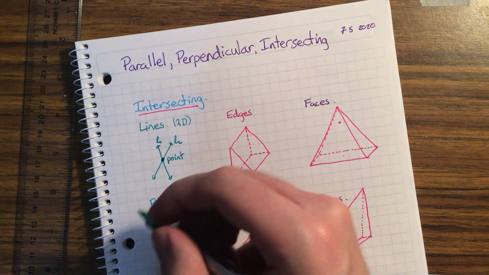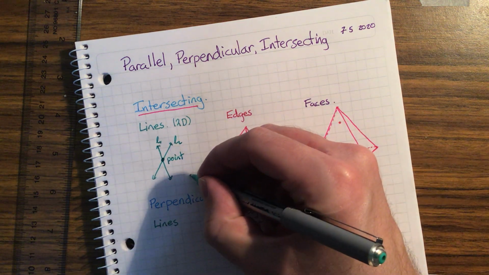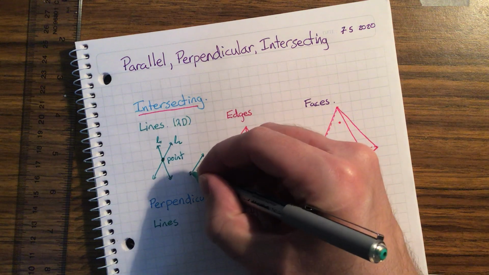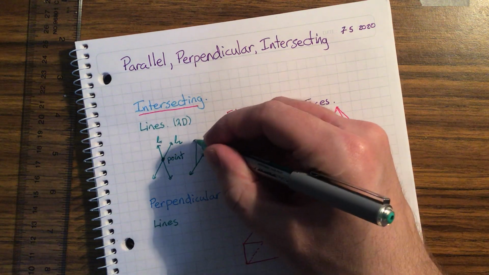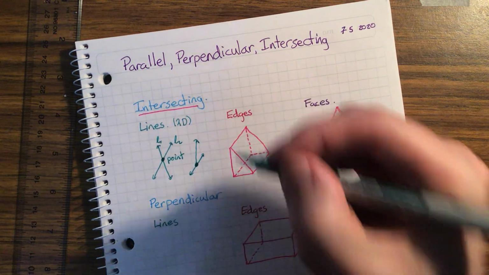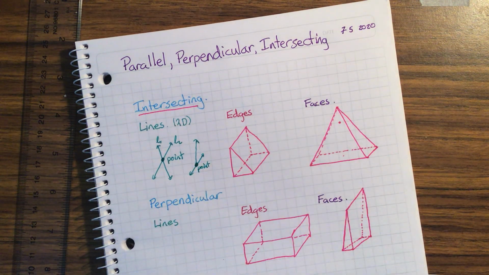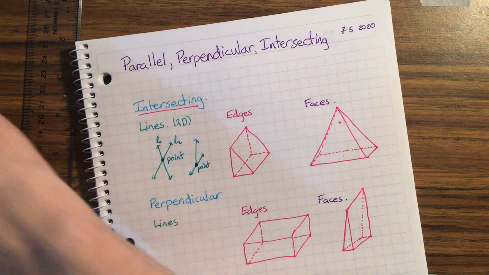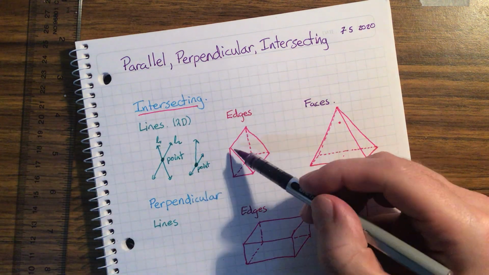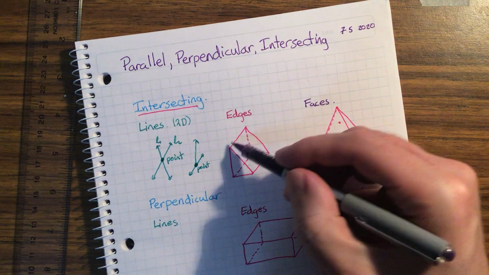Those two lines intersect. We can have lines that intersect like this. These lines intersect at a point. So in two dimensions, lines intersect at points. Now let's look at our edges. Edges are on three-dimensional objects.